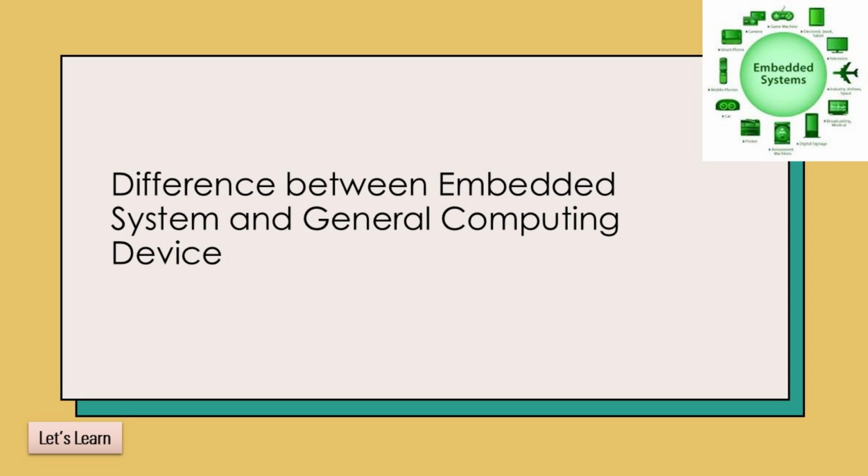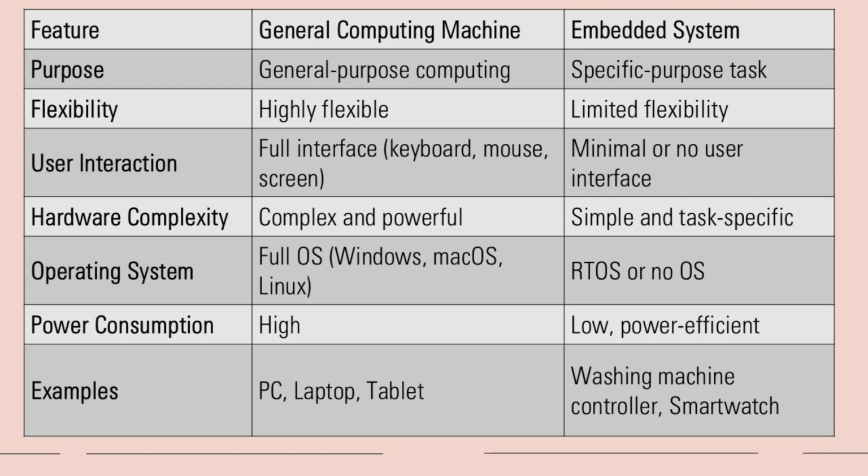In today's video, we are going to talk about a very interesting and important topic: the difference between a general computing machine and an embedded system. These two types of systems are all around us, from the computer you are watching this video on to the microwave in your kitchen. So, let's understand how they differ.